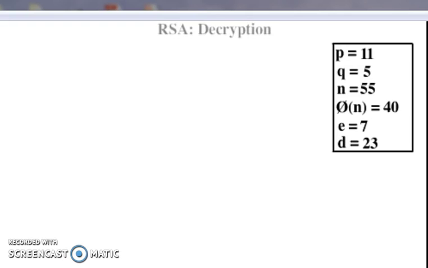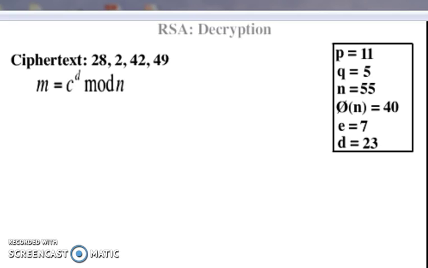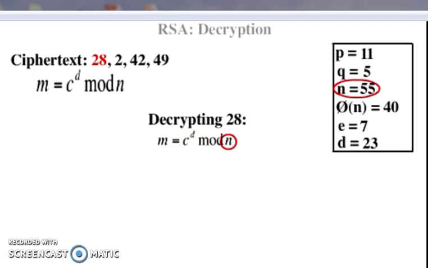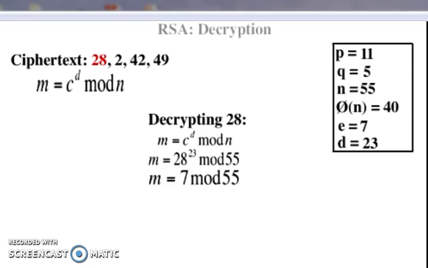RSA decryption. Bob receives the ciphertext. He uses this formula to decrypt the ciphertext. Decrypting 28. M equals C to the power of D modulo n. C equals 28, D equals 23, and N equals 55. So M equals 28 to the power of 23 modulo 55. M equals 7 modulo 55. 7 equals H. This is our first plain text, H.